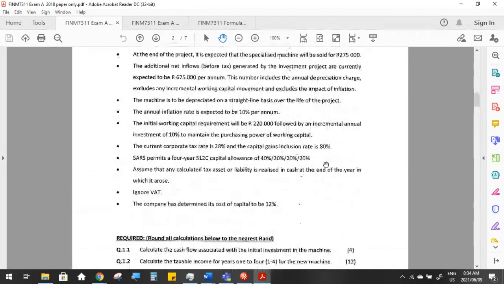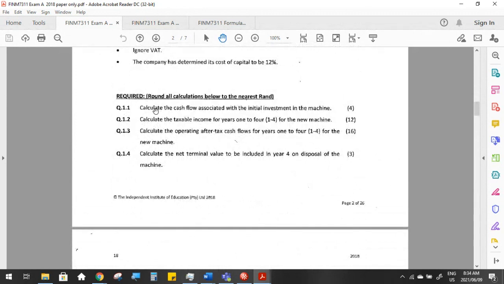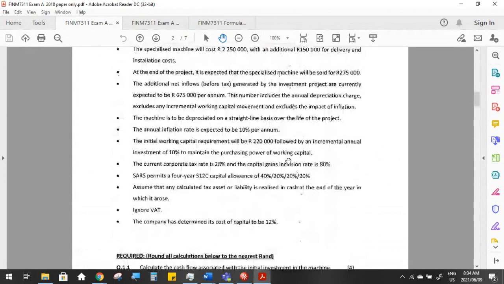Okay, so let's have a look at the info. Now you know what we've got to do. Number 1, calculate the cash flow with the initial investment, calculate the taxable income, then calculate the operating after-tax cash flows, and calculate the net terminal value.